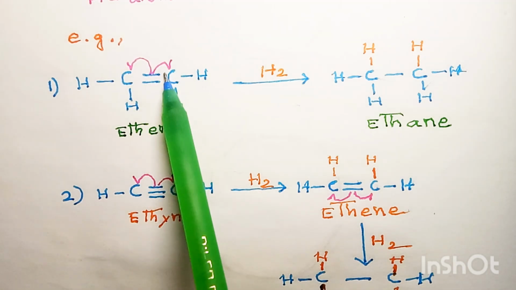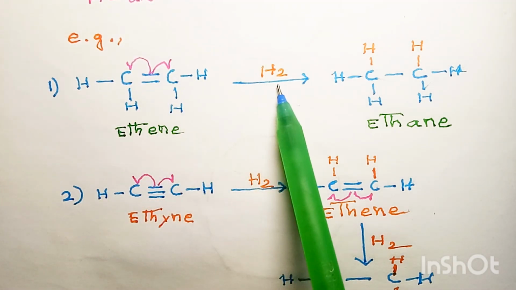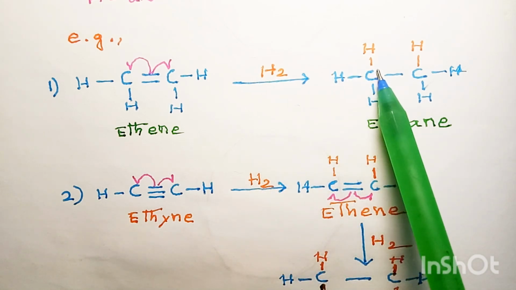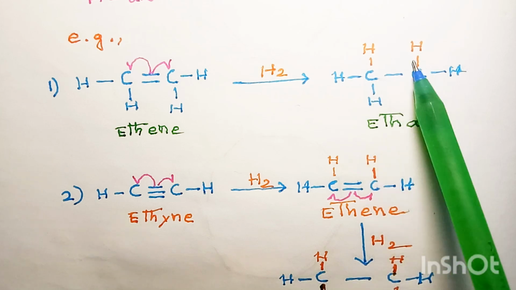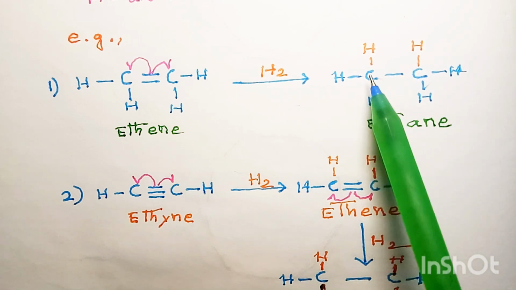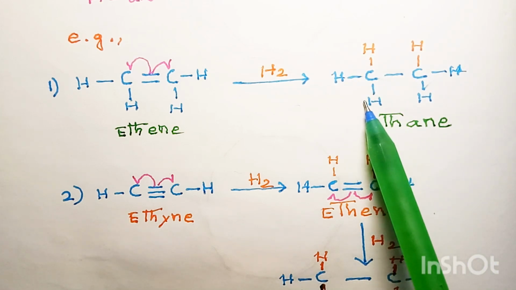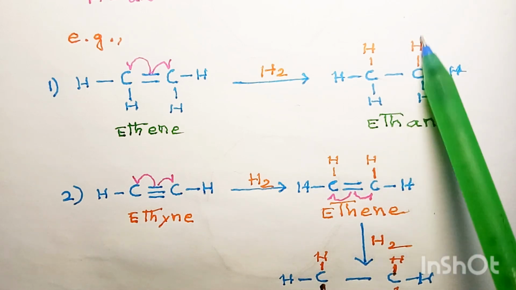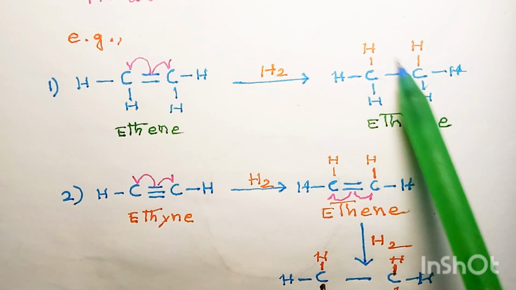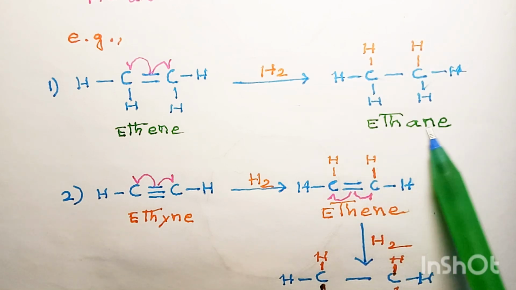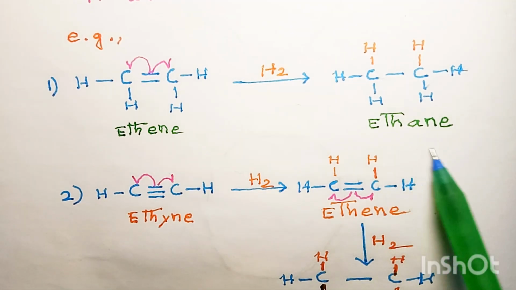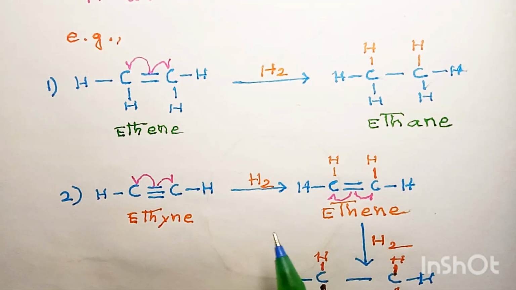If one of the double bond breaks, two hydrogen atoms can be added to either of the carbon atoms. Then it becomes CH3 single bond CH3. This is the new hydrogen atom added to each carbon atom. This becomes ethane, which is an alkane and a saturated hydrocarbon.